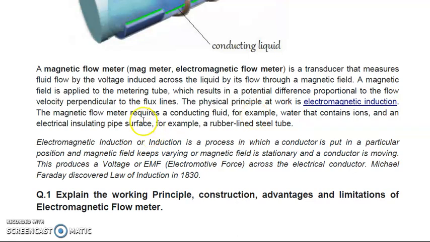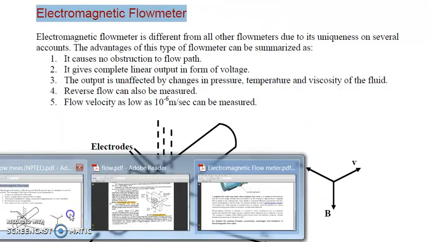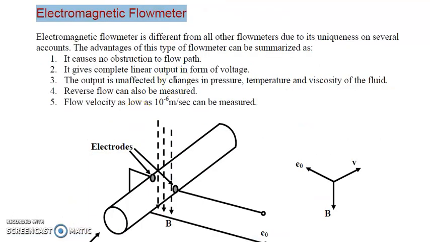So what is magnetic flow meter? Magnetic flow meter is a flow measuring instrument of fluid which is of conducting nature. For example, water that contains ions. And it requires an insulating pipe surface. Electrical insulating pipe surface. For example, a rubber lined steel tube. So this is the theory of magnetic flow meter. Let us watch in detail. Now, where it is applicable?